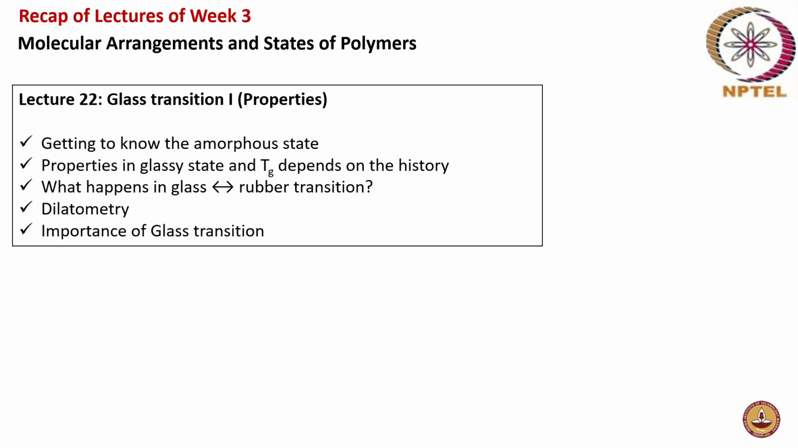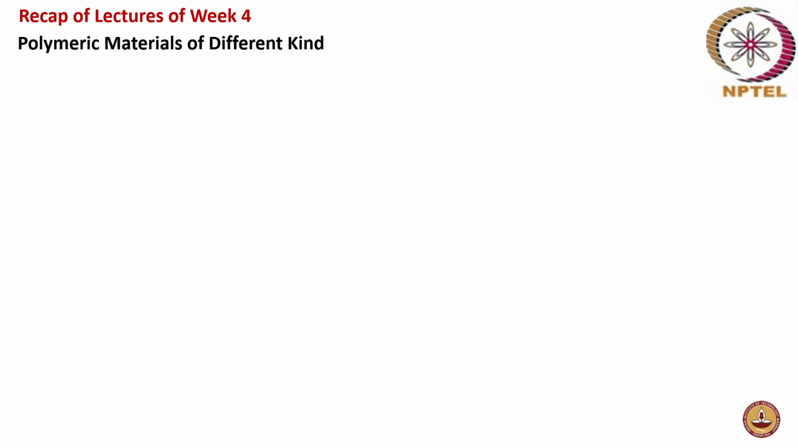So the next lecture was on glass transition. So this was on properties. So what are the basic concepts related to glass transition? Getting to know about the amorphous states, properties in glassy states, and Tg depends on the history also. And what happens when there is a glass to rubber transition? What is dilatometry? Importance of glass transition. So these aspects were discussed in lecture 22. And the week 4 lectures were on polymeric materials of different kinds.